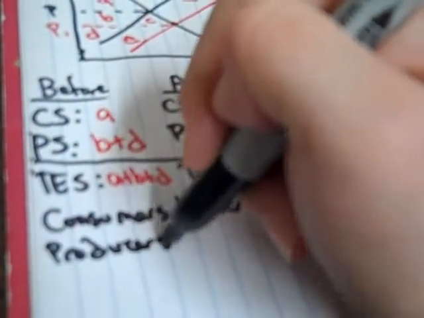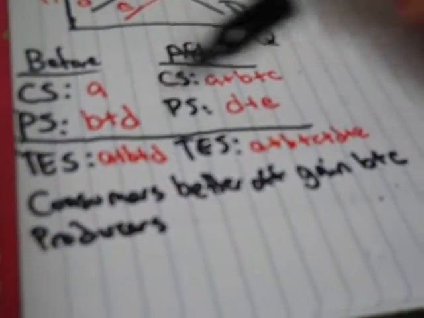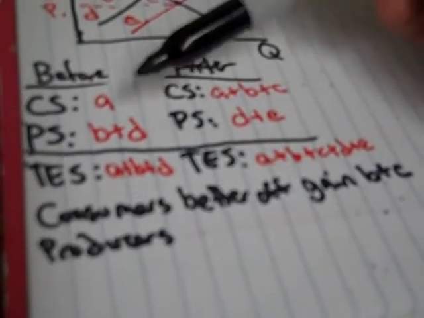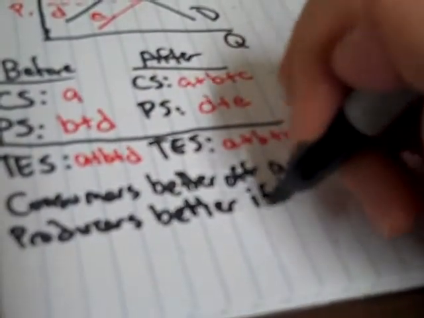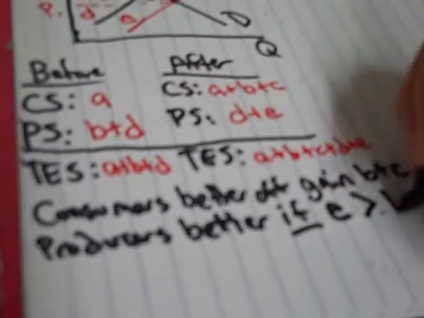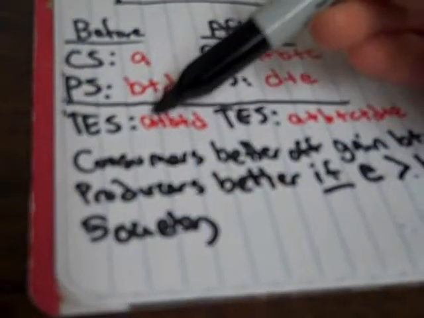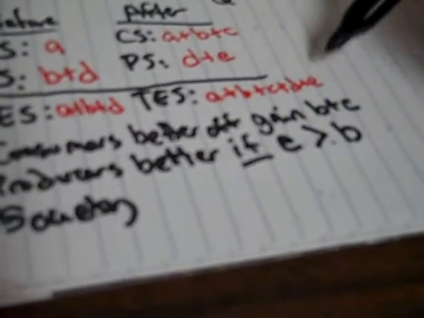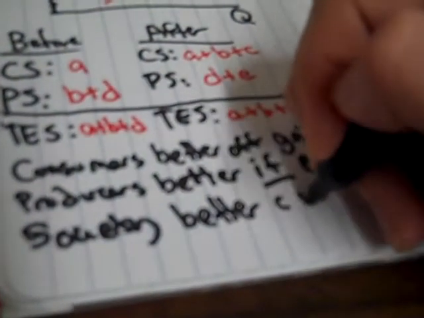Producers, we originally had B and D, now we have D and E. You'll see that D is the same in both cases, so we need to draw ourselves an if statement. So let's say they're better off if what we gained, E, is greater than what we lost, B. And then society, we originally had A, B, and D, and now we have A, B, C, D, and E. So society's better off. And we gained C and E.